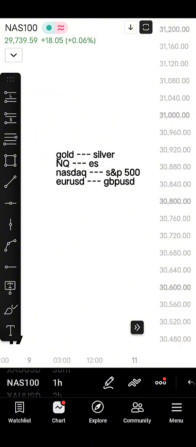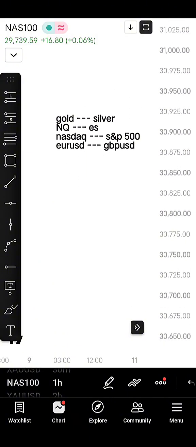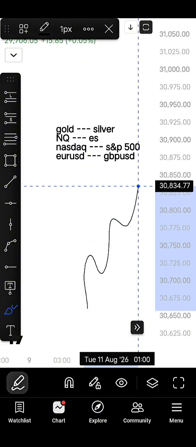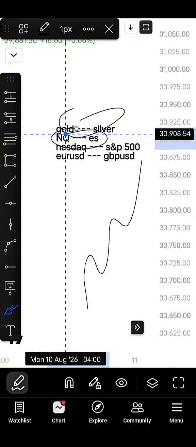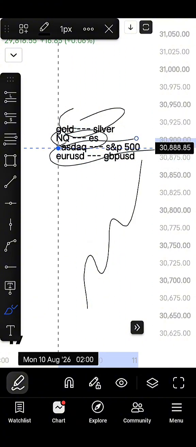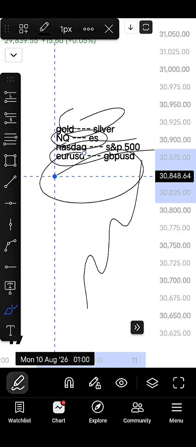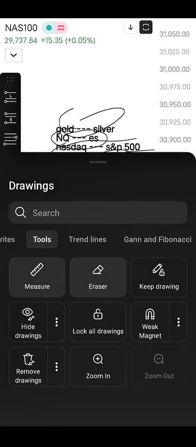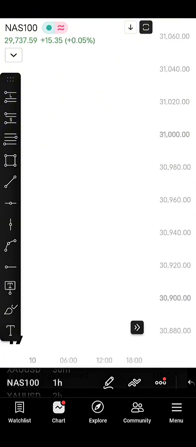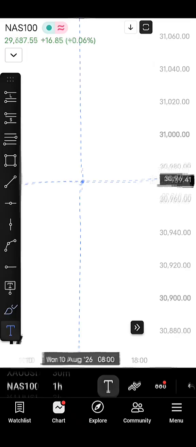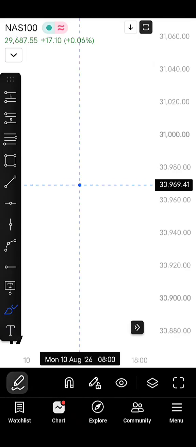So these are all correlated pairs. By correlated, I mean they all move together. Gold and silver move together and create the same structure in the same direction. Nasdaq and S&P 500 create the same structure. EURUSD and GBPUSD create the same structure. Now, there is a moment when these two pairs become decoupled, or create a different structure.